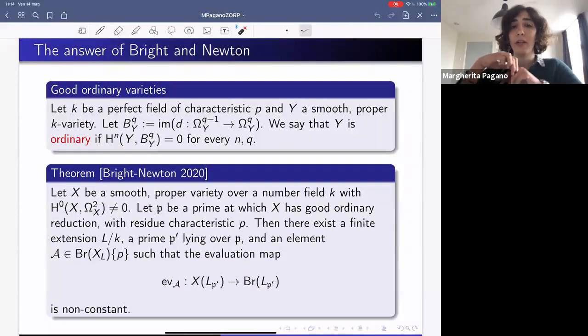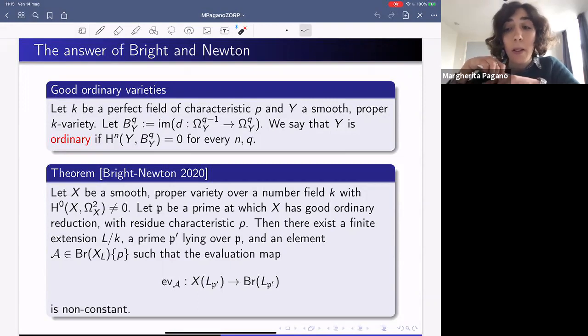Okay, so in 2020, Bright and Newton proved a theorem that already says that in general, the answer to the question asked by Swinnerton-Dyer is negative. And in order to state this theorem, I also have to tell you what good ordinary varieties are over a perfect field of characteristic p. Usually people are more familiar with what ordinary means for elliptic curves and abelian varieties. But Bloch and Kato have defined this more generally.